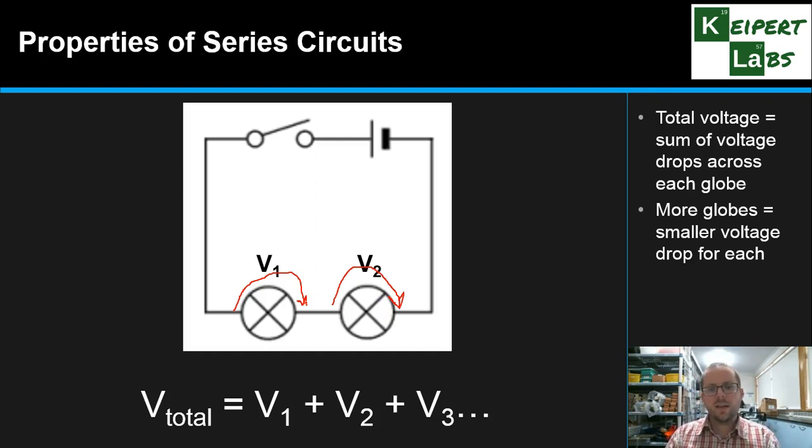So what we notice then is that each globe drops in its brightness. The more globes you add, the dimmer they all are, because we've only got a certain amount of voltage that we can give out, and so it needs to be used up in a portion at each globe.